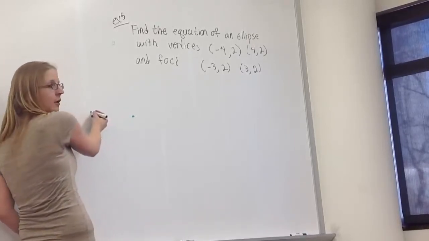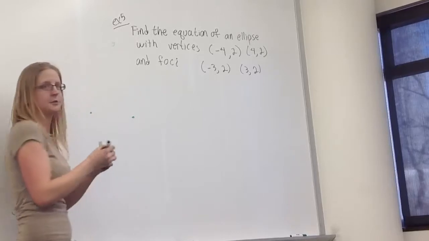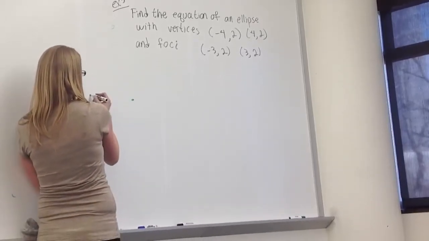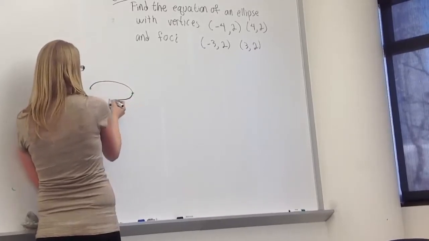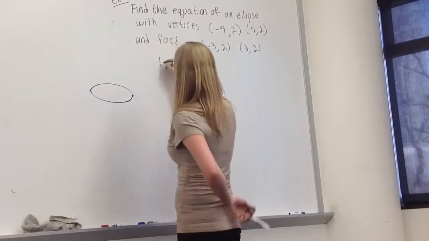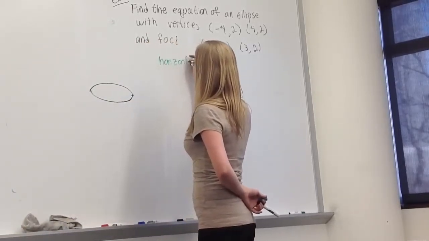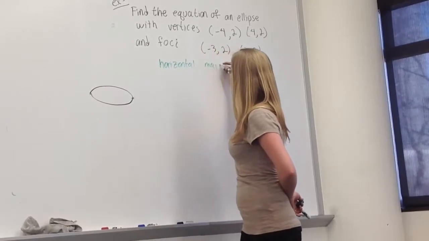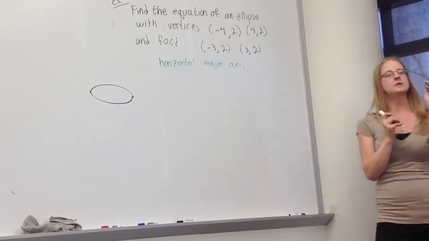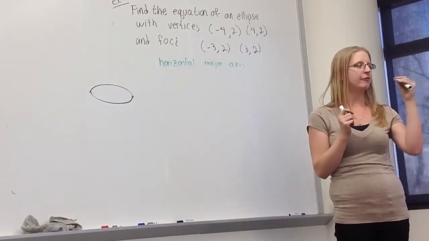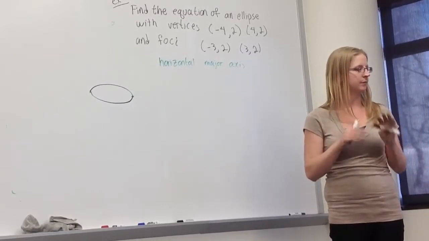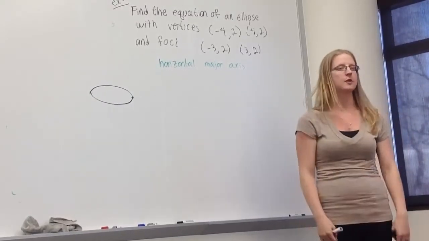So this is my negative 4, 2, my positive 4, 2, right? Those are my vertices, which means because those are the vertices, it's going to be longer in the horizontal direction, right? Does that make sense? So the first thing that we know is this is going to be a horizontal major axis. And for these types of problems, your job is to write down every bit of information you can. Don't just think it, write it down.